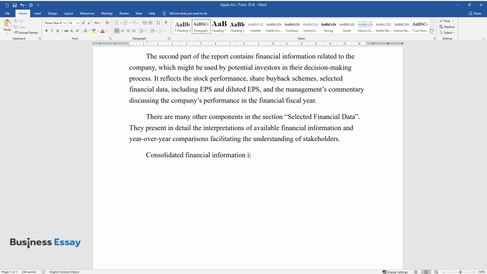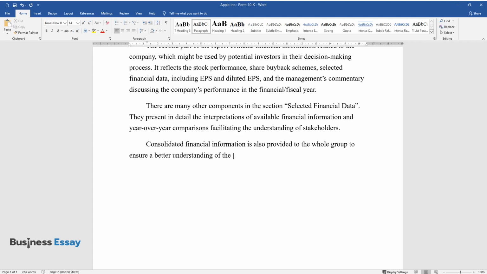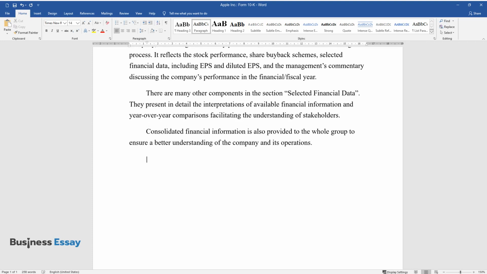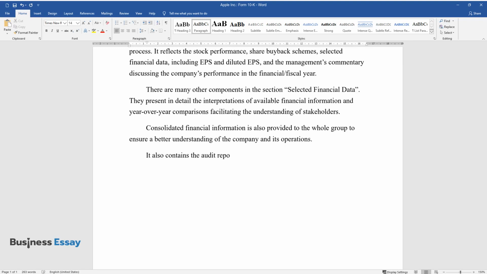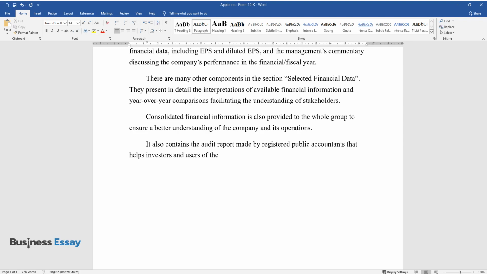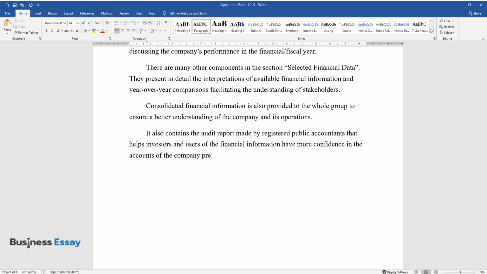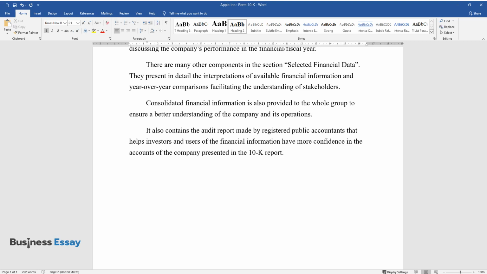Consolidated financial information is also provided for the whole group to ensure a better understanding of the company and its operations. It also contains the audit report made by registered public accountants that helps investors and users of the financial information have more confidence in the accounts of the company presented in the 10-K report.